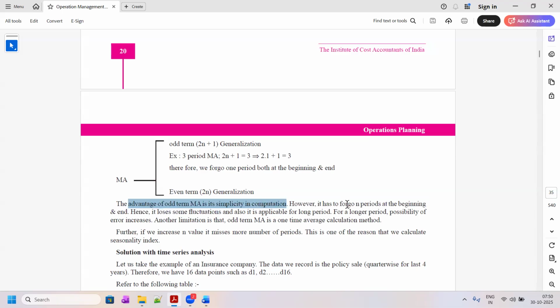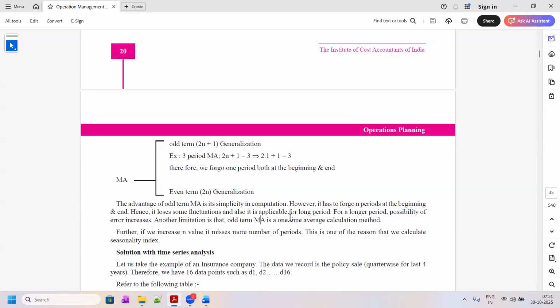However, it has to forego end periods at the beginning and the end. Hence, it loses some fluctuation and is applicable for long periods. For longer periods, the possibility of error always increases. Another limitation is that the odd term moving average is a one-time average calculation method here.